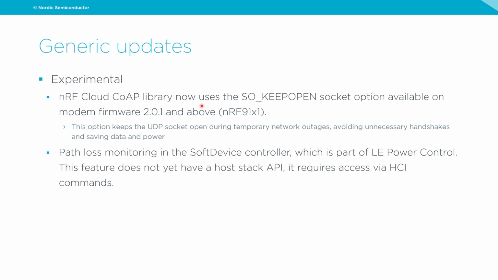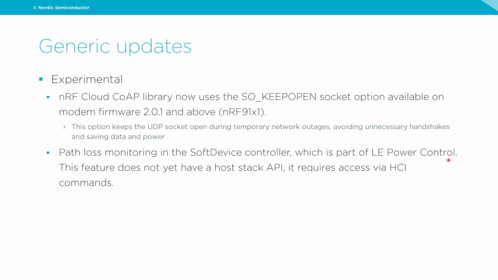So if you're starting a new cellular IoT design, we highly recommend that you look at our most recent devices in the nRF91 series. Then on Bluetooth LE, we introduced path loss monitoring in the SoftDevice Controller, and this is part of the LE power control feature. Path loss monitoring is defined in the Bluetooth core spec and in the context of LE power control as the difference between the remote transmit power and the average local RSSI measurement for that connection.